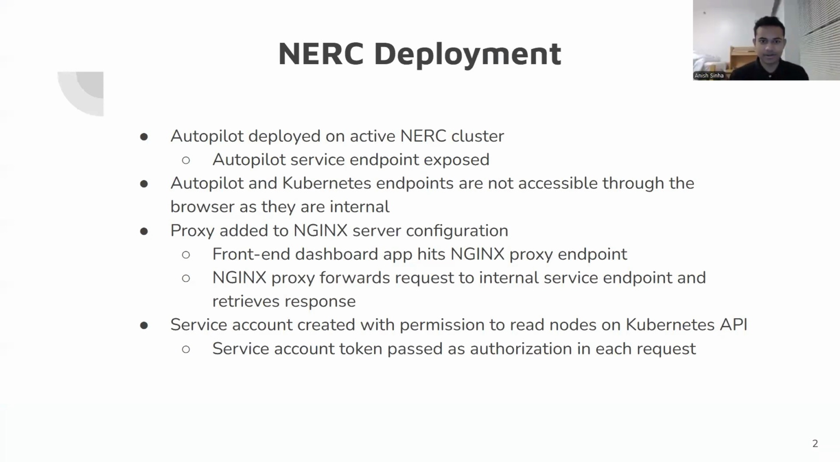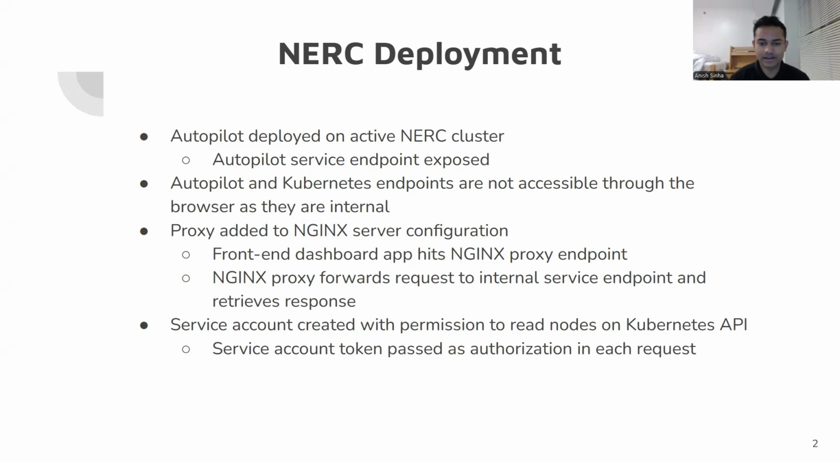So we first set up Autopilot deployment and Autopilot dashboard deployment on an active NERC cluster. We wrote an issue on the NERC repository to get Autopilot deployed and to have a service endpoint exposed for Autopilot. At first, the service endpoints for Autopilot and Kubernetes were not accessible through the browser as they're internal. So we had to add a proxy to our Nginx server configuration so that our front end dashboard could hit the proxy and the proxy could forward that request to the internal service endpoint and send back the response.